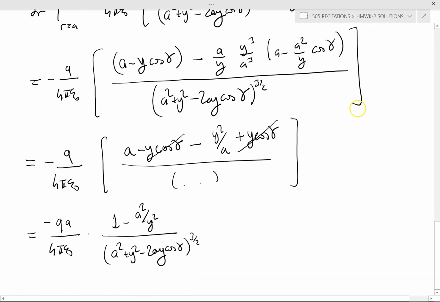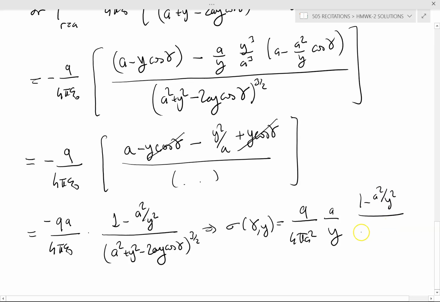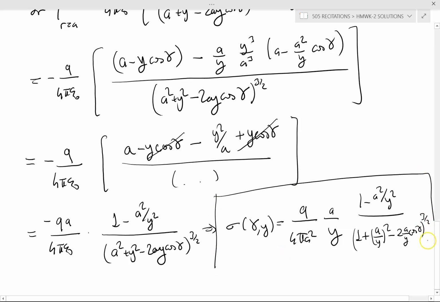Okay, this was the derivative with respect to R evaluated at A, and the total charge density can now be found as a function of gamma and y, equal to q over 4 pi a squared, a over y, multiplied by 1 minus a squared over y squared, over the whole expression 1 plus a over y squared minus 2a over y cosine gamma to the power of 3 over 2. That was the purpose. Okay.